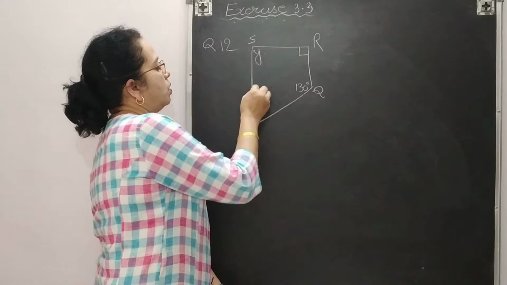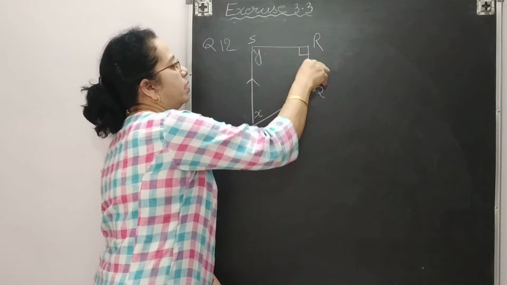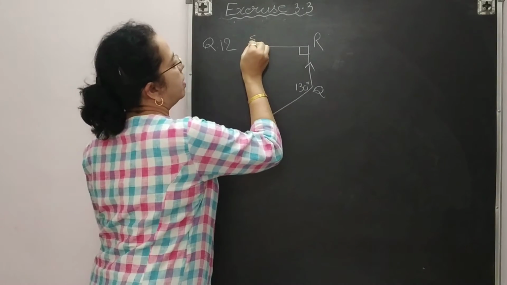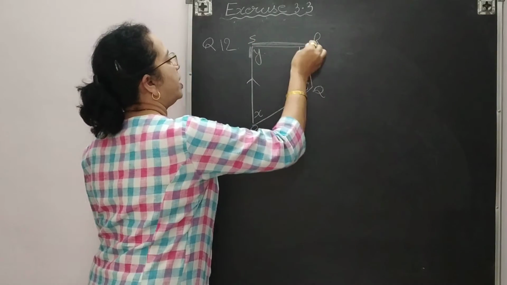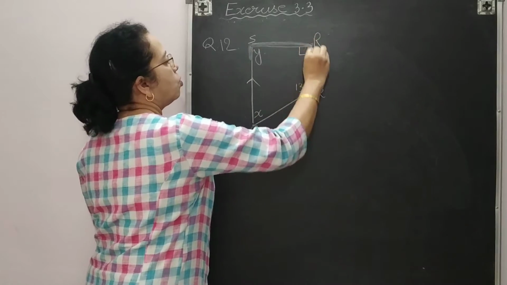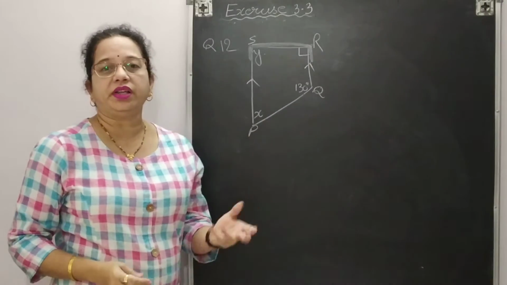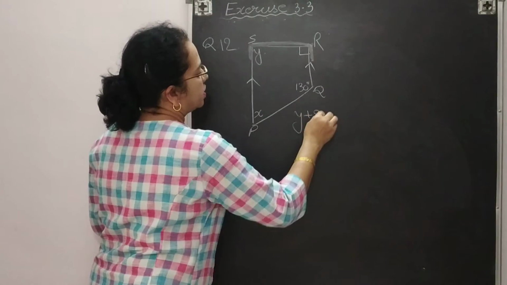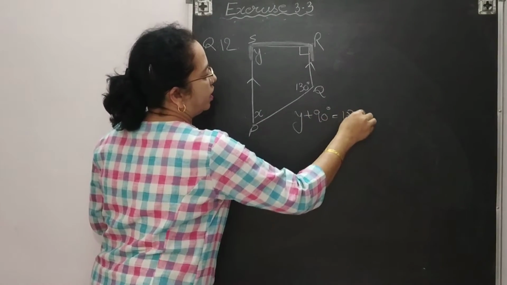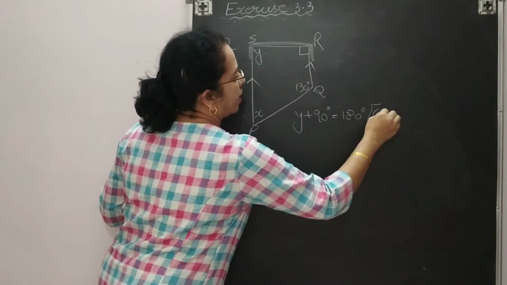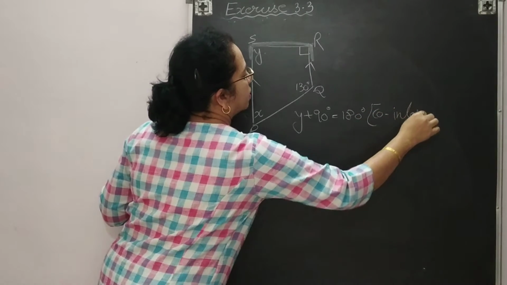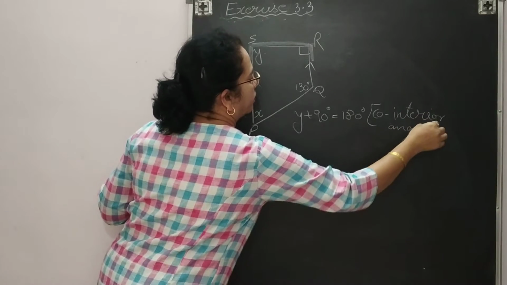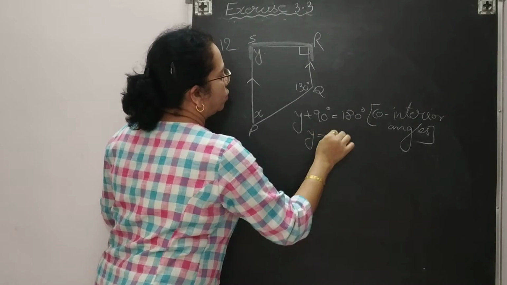Okay. This is a parallelogram. SP is parallel to RQ. So again, if these lines are parallel, you will get a C shape. It means these are the co-interior angles, and the sum of co-interior angles is 180 degrees. So again we will start with y plus 90 degrees is equal to 180 degrees. The reason is again co-interior angles. So y is equal to 90 degrees.